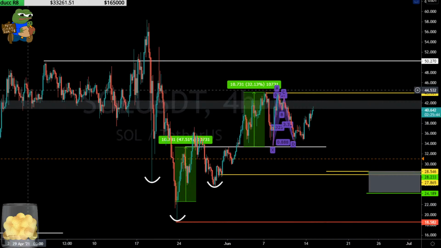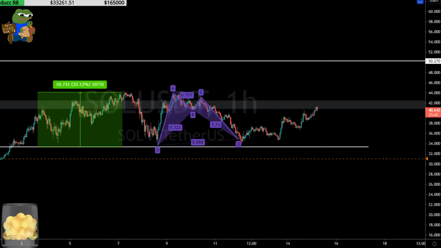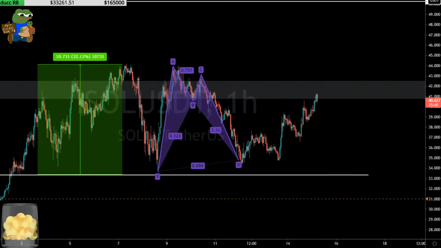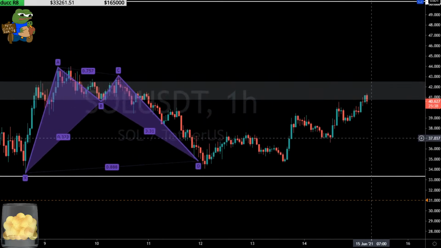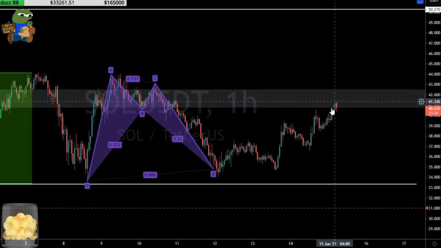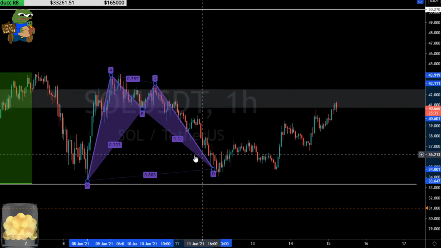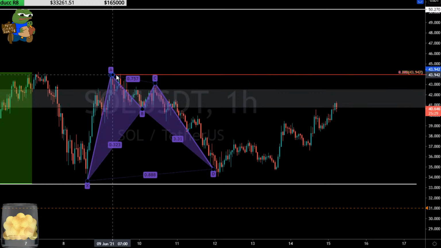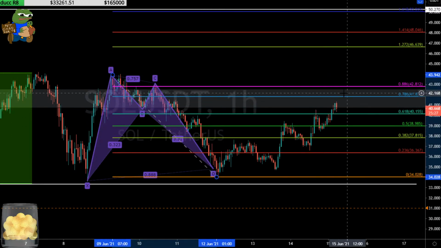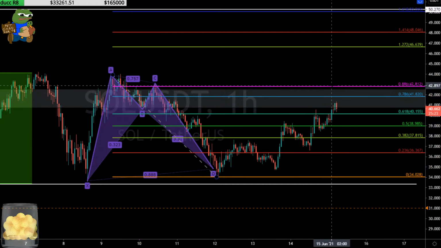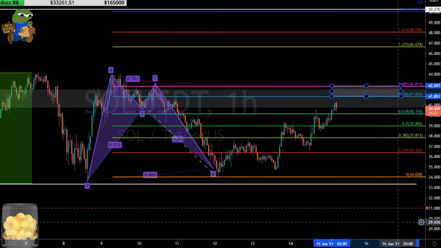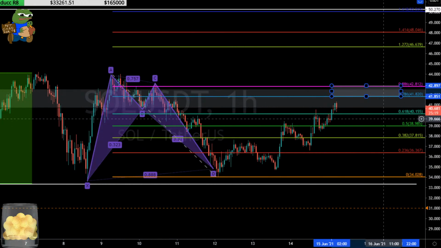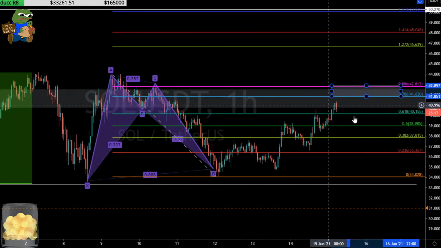Solana. Okay, so we were looking at this on a lower time frame, and we had this bullish bat, and we've come and hit this resistance area. Fibbing from high to low, you're basically approaching the 786, 886 deep retrace area of this bullish bat. So take profit areas are approaching.